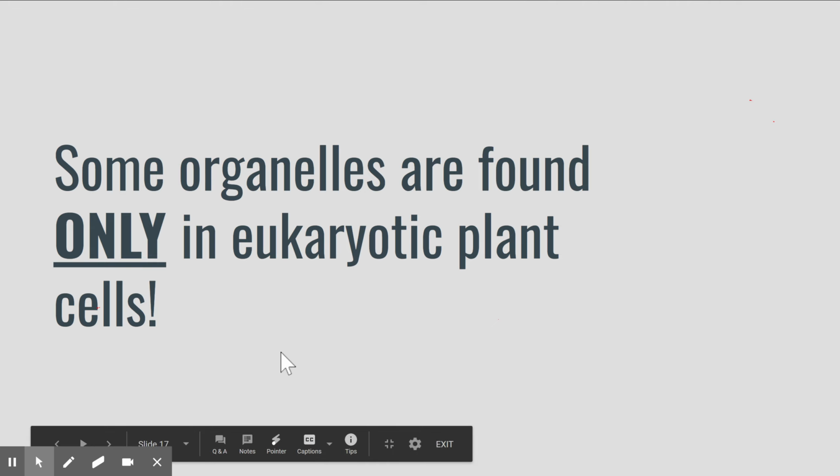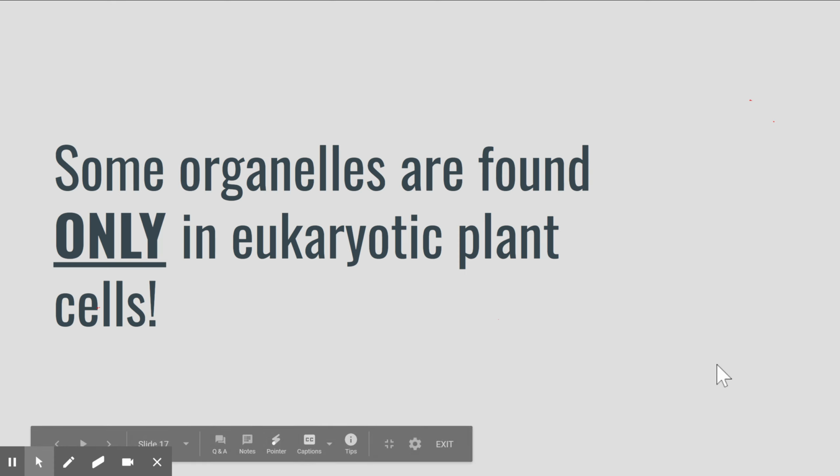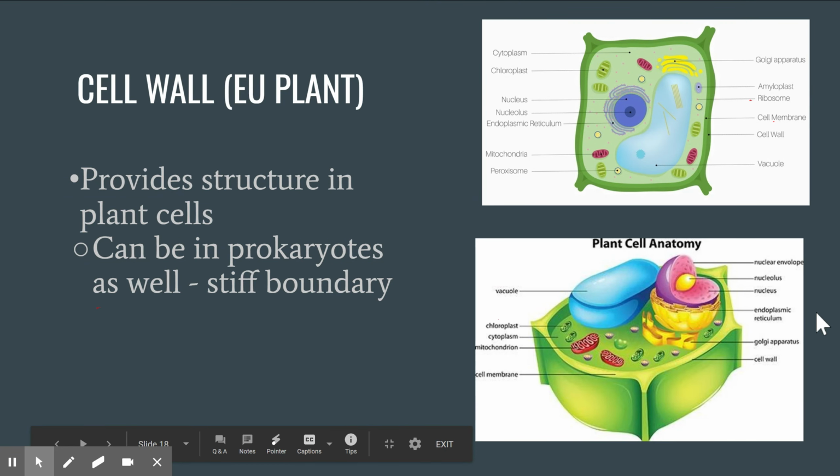Our last set of organelles to look at are the organelles that are found only in eukaryotic plant cells. In other words, plants only have these organelles. Animal cells do not have these organelles. The first one is the cell wall. The cell wall is on the outside of the cell membrane.